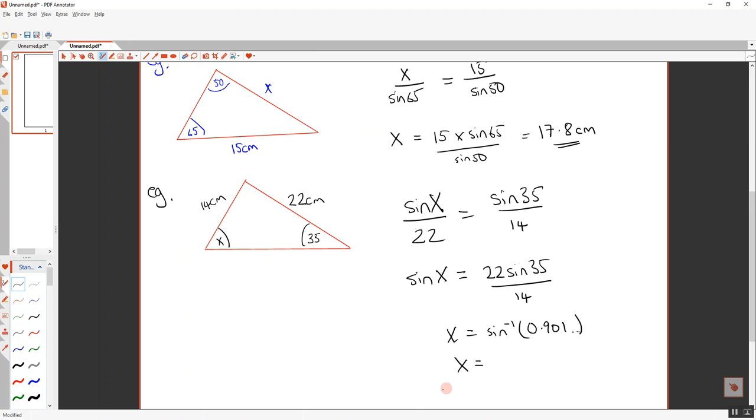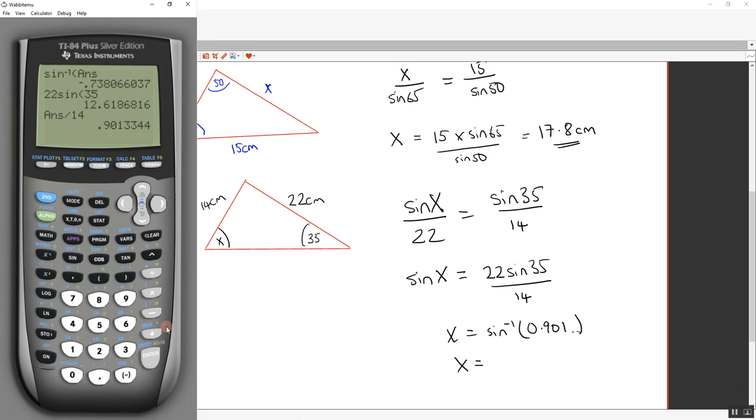And you will realize, if you're in radians and you shouldn't be, because you'll get a strange looking answer out. So inverse sine of this, and we get, yep, that looks a lot more sensible for an angle, 64 degrees.